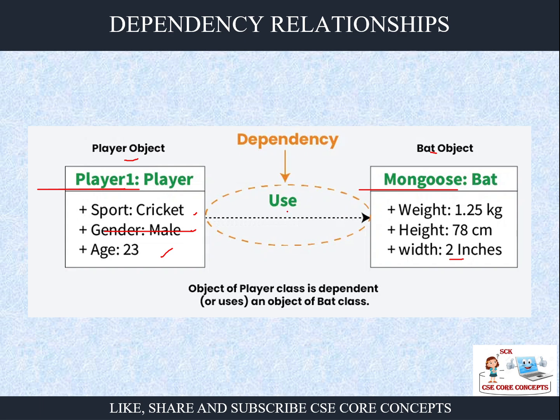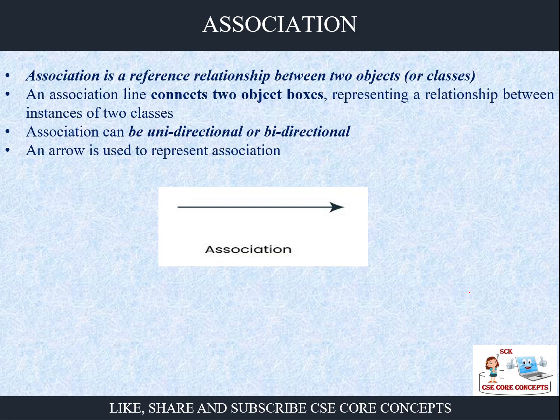We show the usage dependency with a dotted line and an arrow, which represents that the Player class is dependent on, or you can say it is using, the object of the Bat class. Similarly, another relationship is association. How it is different from dependency is that here there is an arrow with a solid line, whereas there it was a dashed or dotted arrow. Association is a reference relationship between two objects.